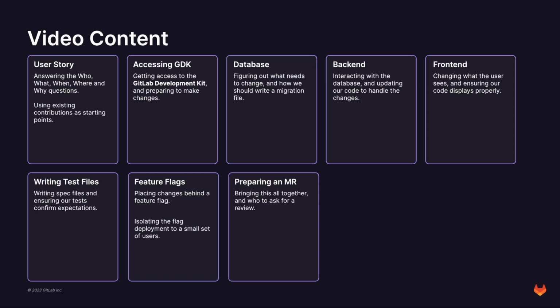Then we'll talk about feature flags, which is how we limit our implementation of a change on the GitLab codebase to a specific user or group or project. And then lastly, we'll be talking about preparing an MR. So in order to talk a little bit further about what we're doing, we're going to briefly look at the user story.